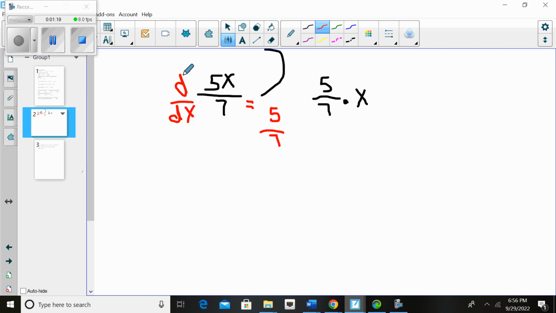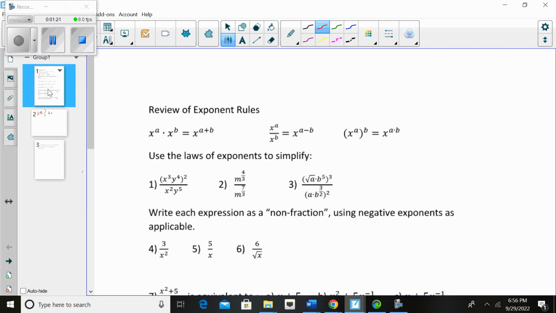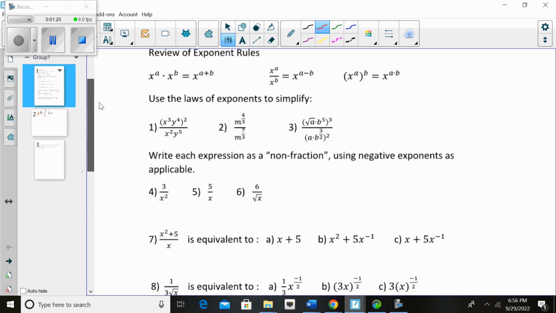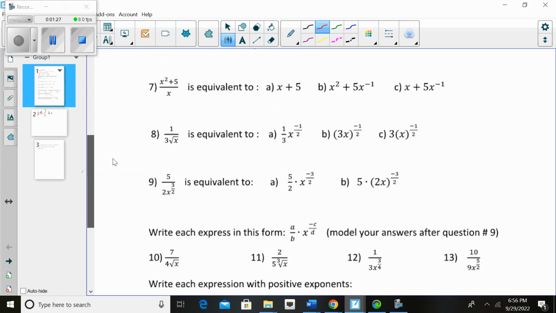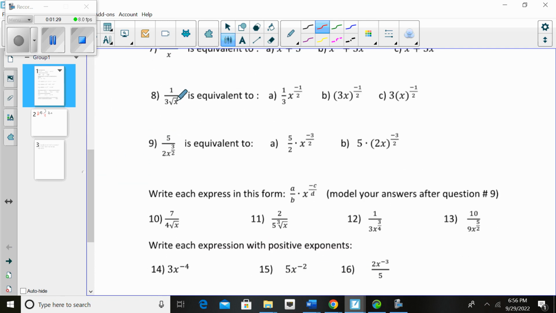So let's just look at a couple things on this homework exercise together. This is what you're doing for homework. Let me start down here with number 8. We'll do that one together. First of all, we should all know that radical x is x to the 1/2 power. Then we want to think about, is the 3 also under the radical? Obviously it's not, so the 3 is not being raised to the 1/2 power.